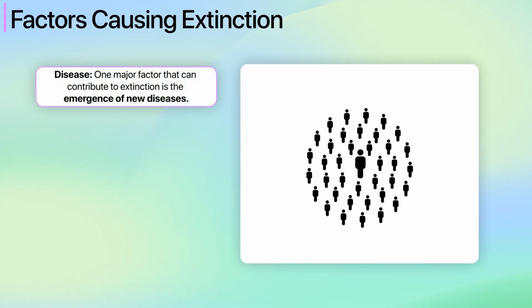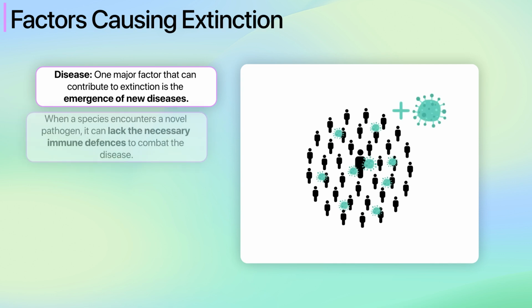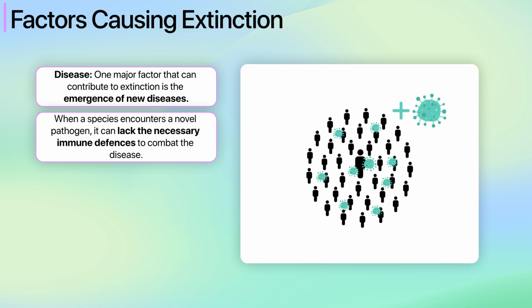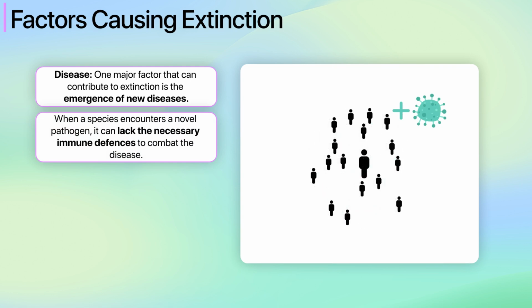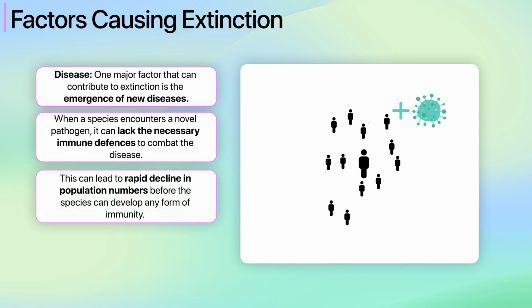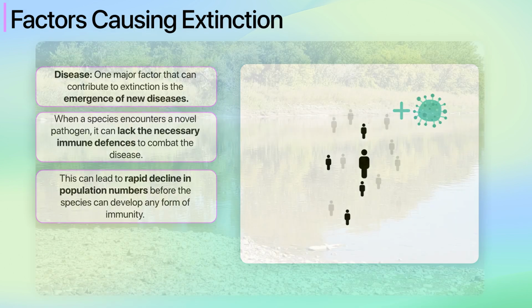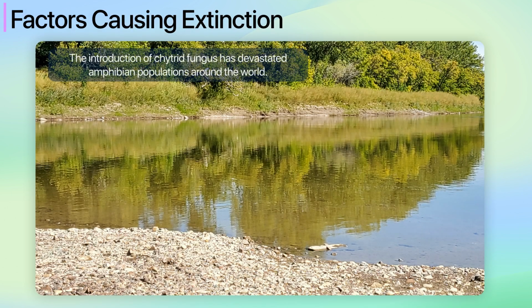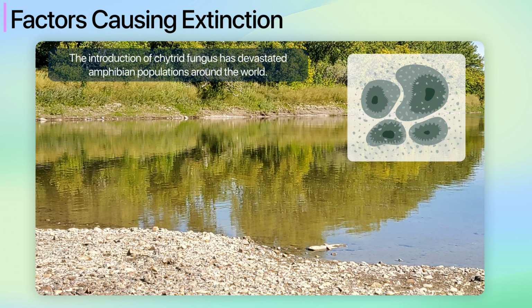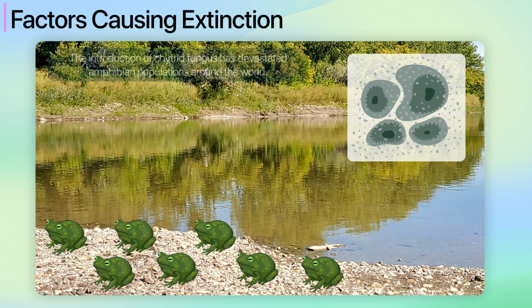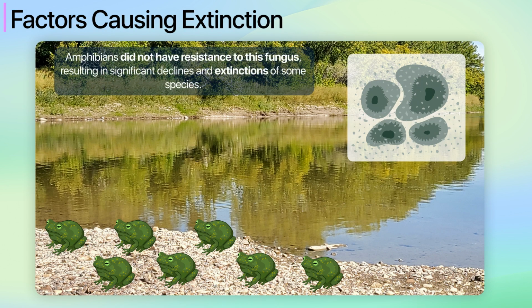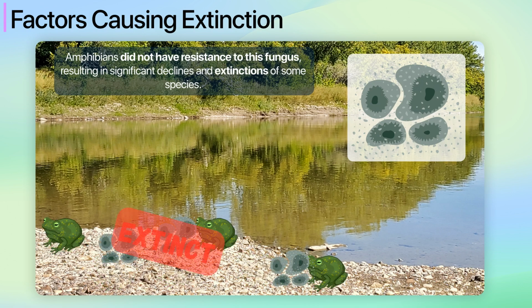One major factor that can contribute to extinction is the emergence of new diseases. When a species encounters a novel pathogen, it can lack the necessary immune defenses to combat the disease. This can lead to rapid decline in population numbers before the species can develop any form of immunity. Let's look at an example. The introduction of chytrid fungus has devastated amphibian populations around the world. Amphibians did not have resistance to this fungus, resulting in significant declines and extinctions of some species.